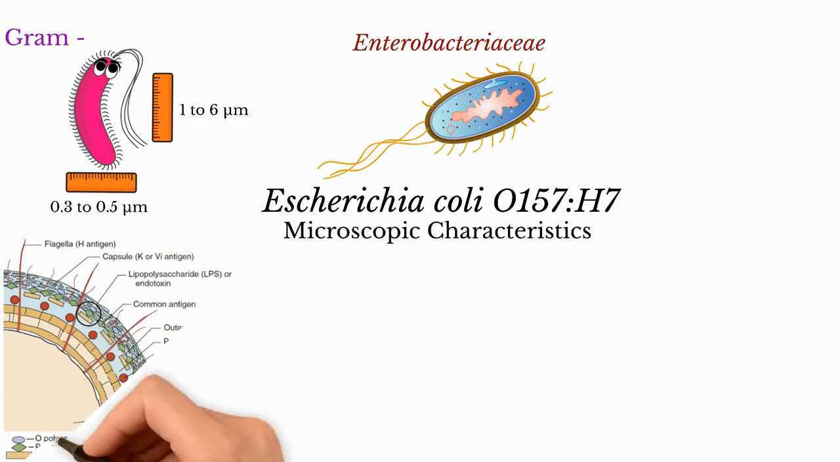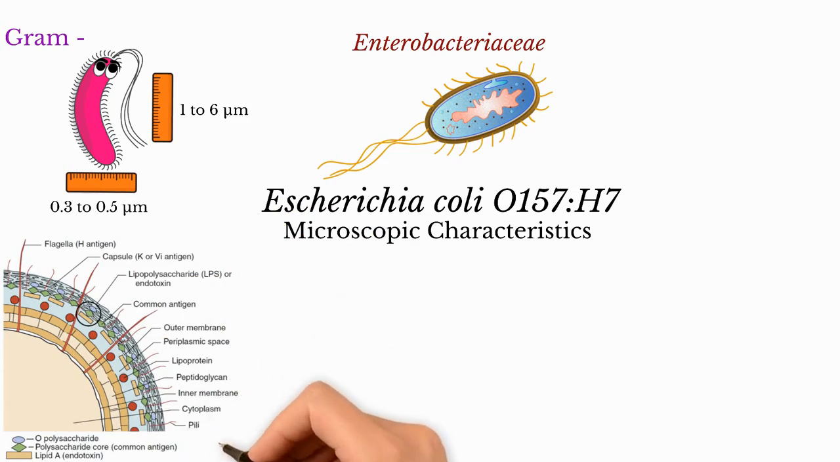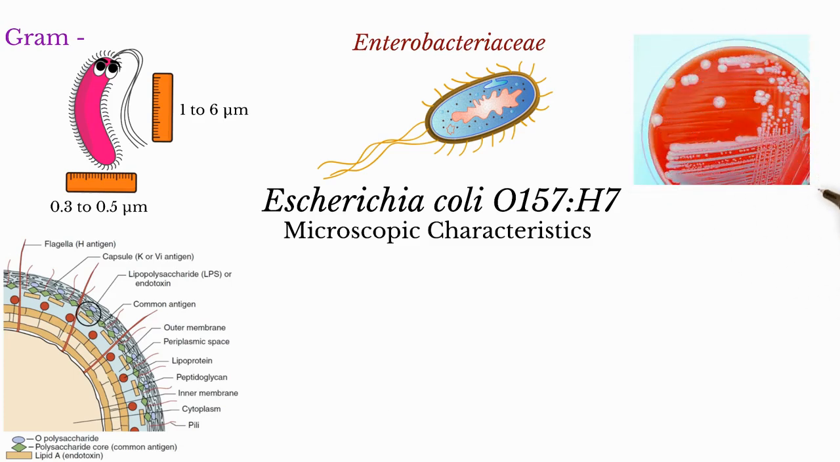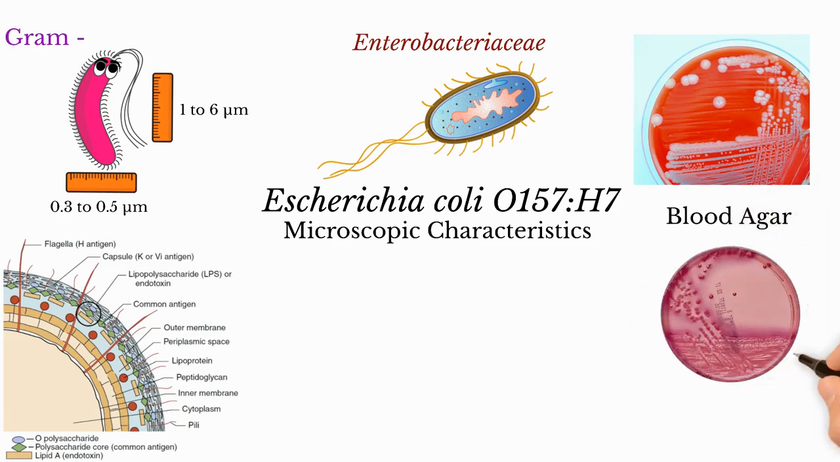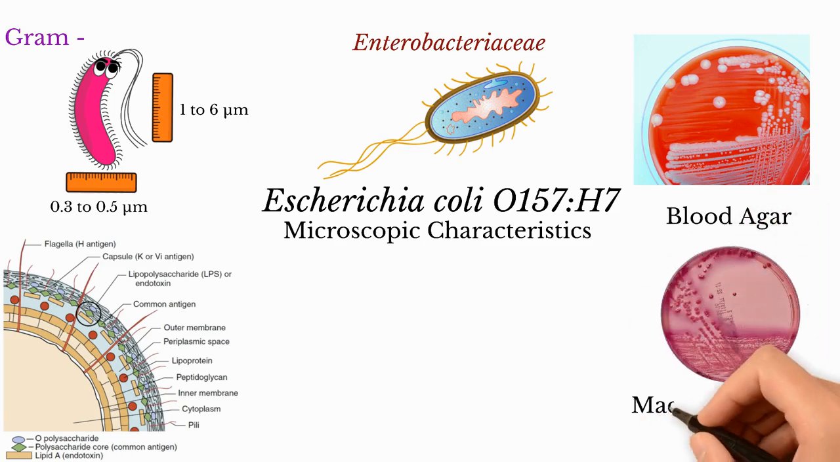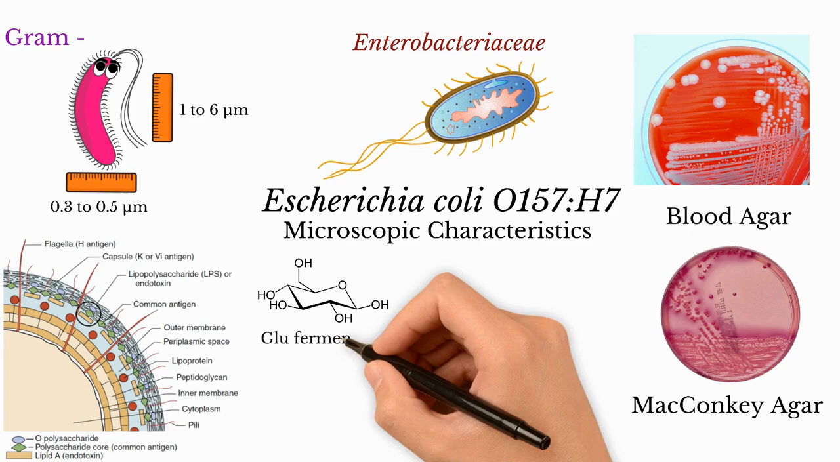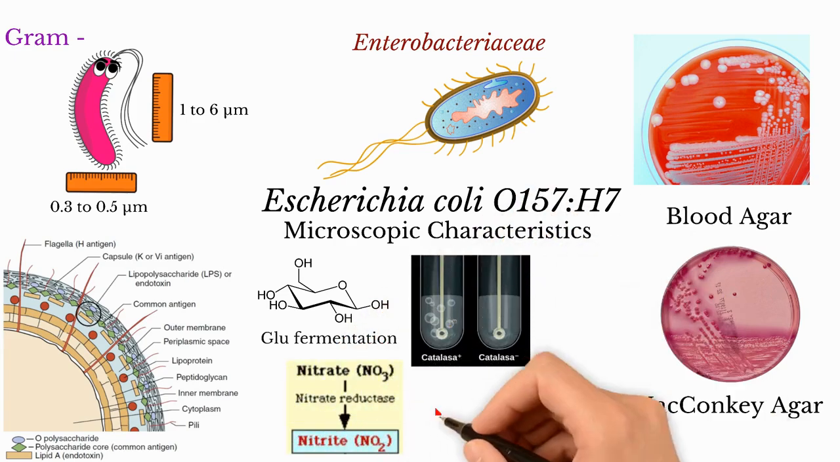This strain expresses a somatic or cell wall antigen O157 and a flagellar antigen H7, and can grow rapidly aerobically and anaerobically. It means it's a facultative anaerobe, on a variety of non-selective and selective media, for example, blood agar and MacConkey agar, respectively. It has simple nutritional requirements, ferments glucose, reduces nitrate, and is catalase positive and oxidase negative.